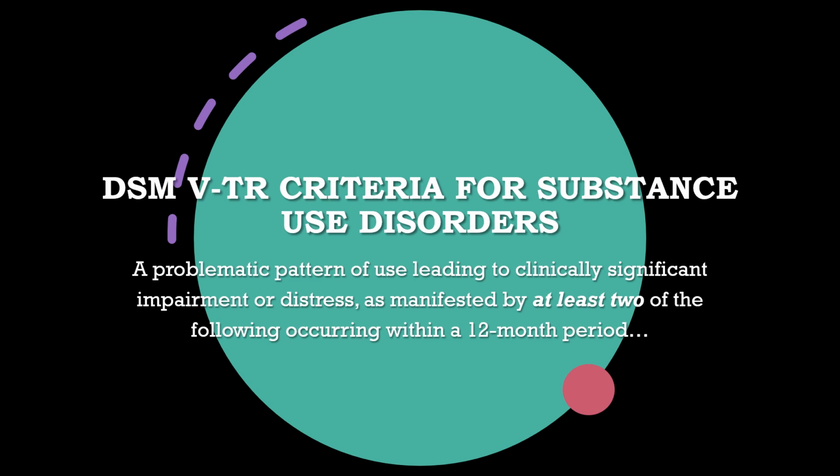So according to the most recent version of the DSM, substance use disorders are defined as a problematic pattern of use leading to clinically significant impairment or distress as manifested by at least two of the following occurring within a 12-month period.